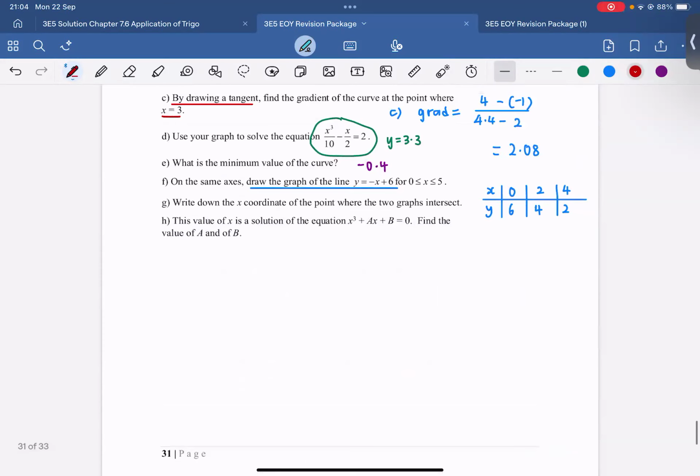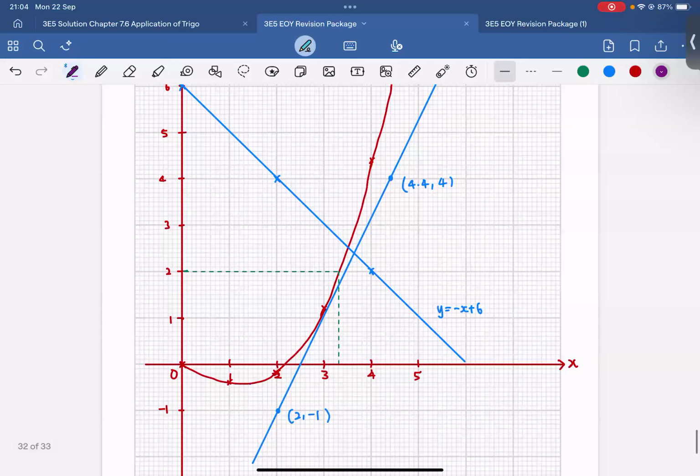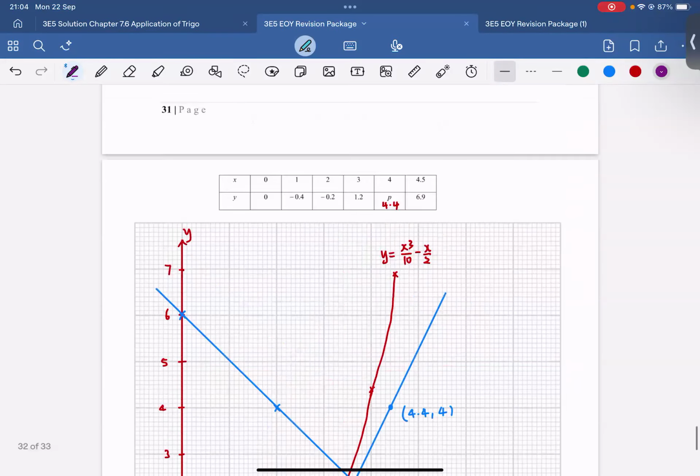Okay, so this part is done. Now h. The value of h is the solution of this. Oh, g. Haven't done g yet. g: write down where they intersect. So this is h. g, where they intersect, here. This point is 3.5.